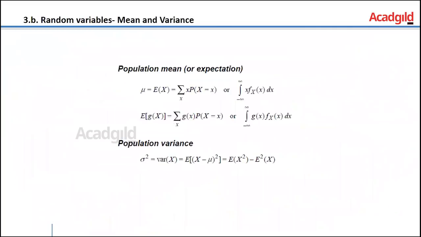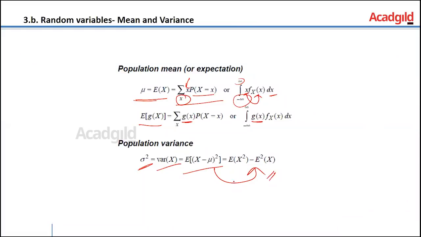This is the formula that we have already discussed. The mean or the expected value is summed over all the possible values that the random variable can take times the probability of getting that value, or in case of a continuous variable, it will be the integral over all the values that the random variable can take, that value times the probability distribution function of that value times dx. For the expected value of a function of x, instead of x, we just replace it by g(x) over here and here. Sigma square is the variance of the random variable x, as we already discussed, given by the expected value of (x minus mu) the whole square, or algebraically it can be shown to be equal to the expected value of x square minus the square of the expected value of x.